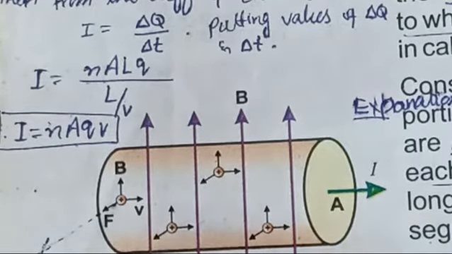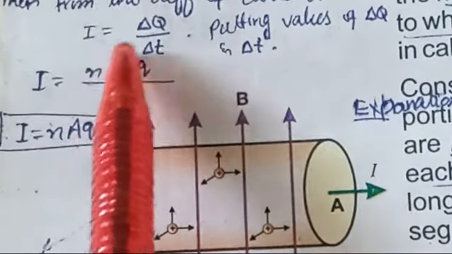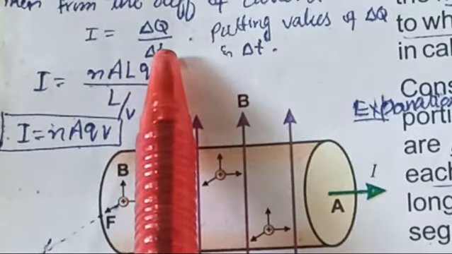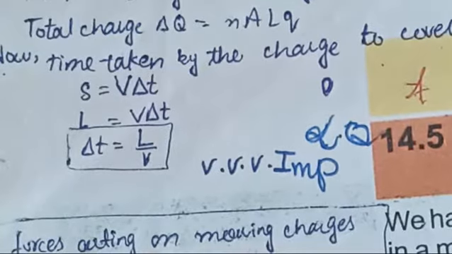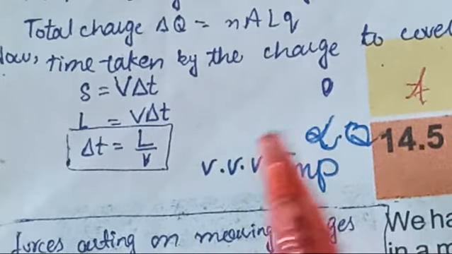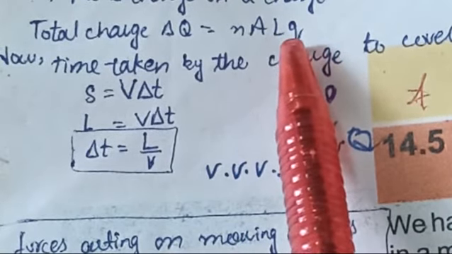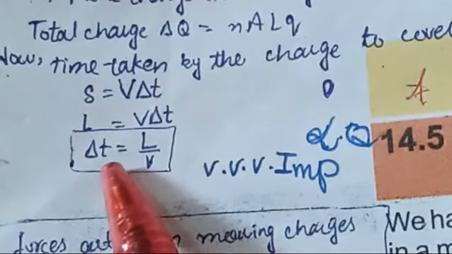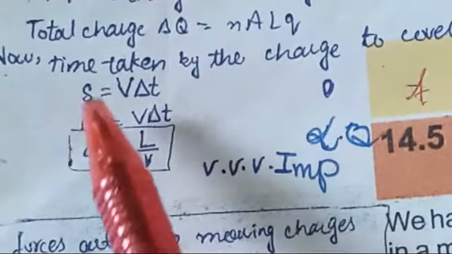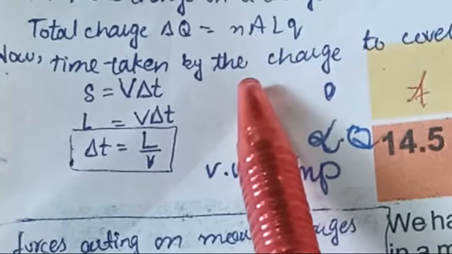Now define current. This is the definition of current: charge per unit time. I is equal to delta Q over delta T, right? And delta Q is equal to NALQ, as you have written, okay, as you understand. And delta T is equal to L over V, and the current definition is delta Q over delta T. So now divide NALQ by L over V.